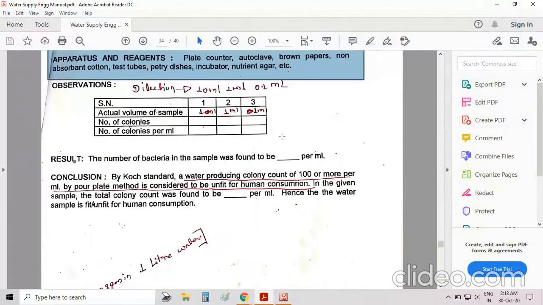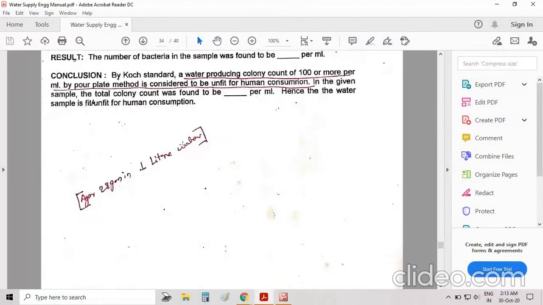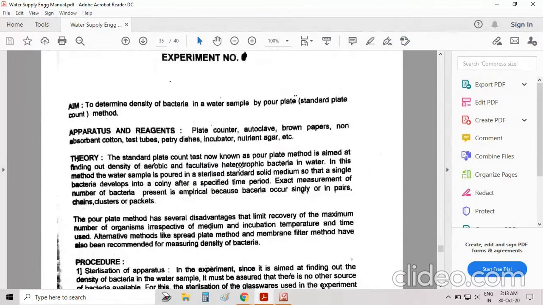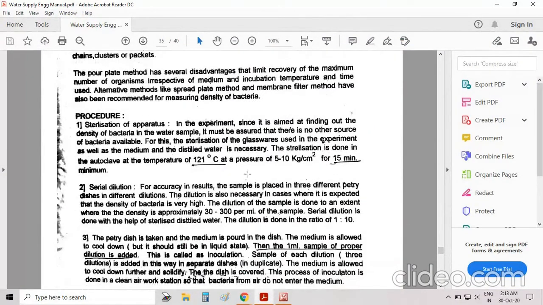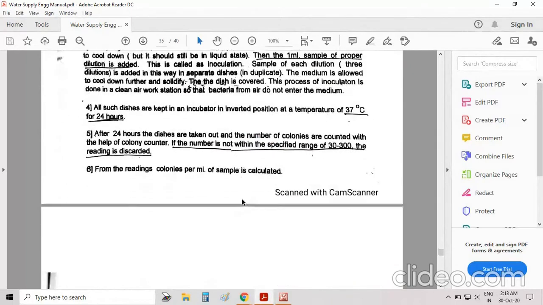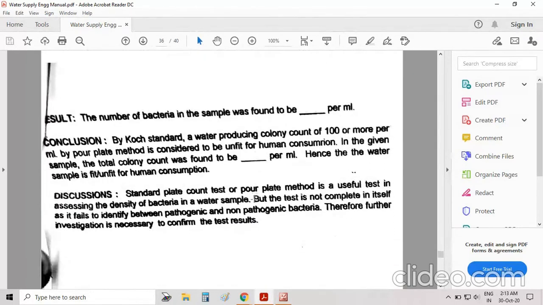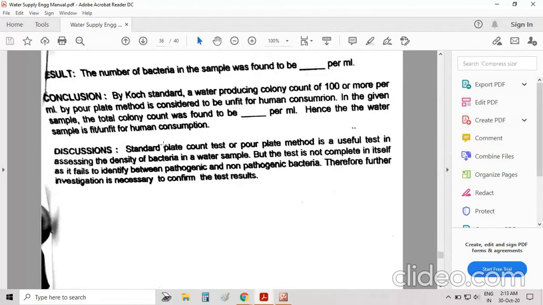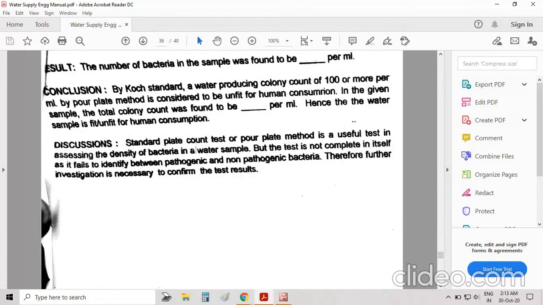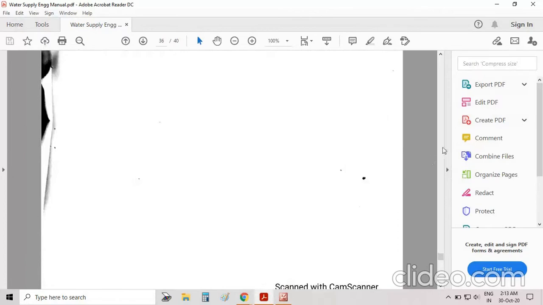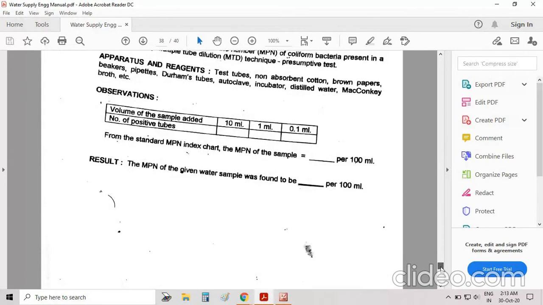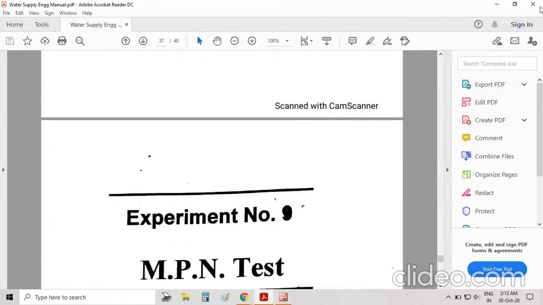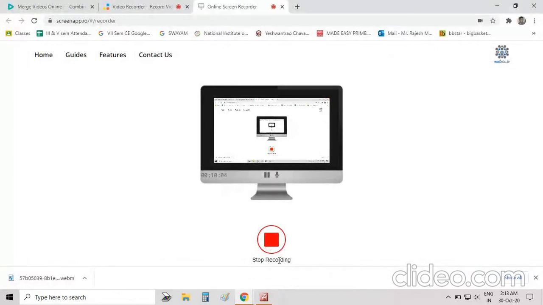So this is our manual. You can see there is a table and theory related to that, then the procedure step by step. As a demonstration, I have some clips of the determination of density of bacteria in a water sample by the standard plate count method in our lab. I will show you that also. These are the manual. I'll close it. Okay.